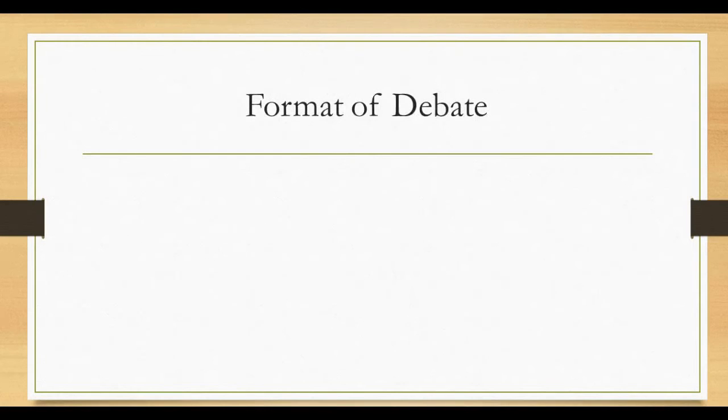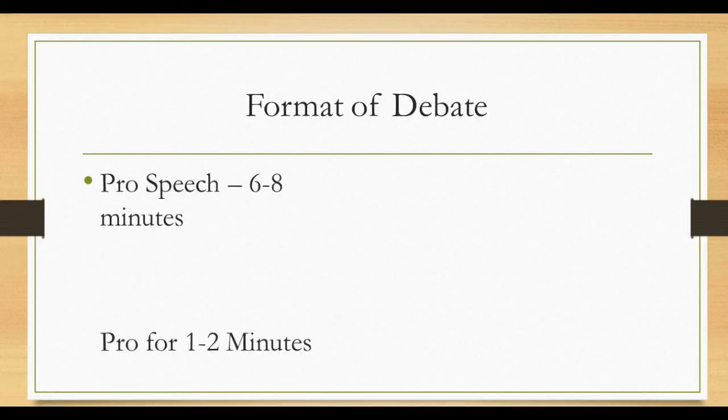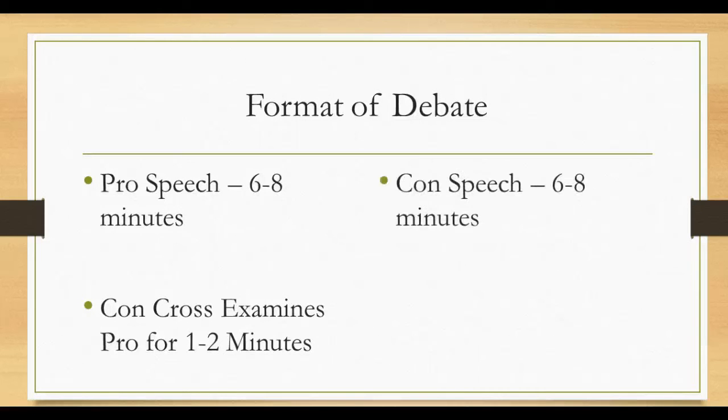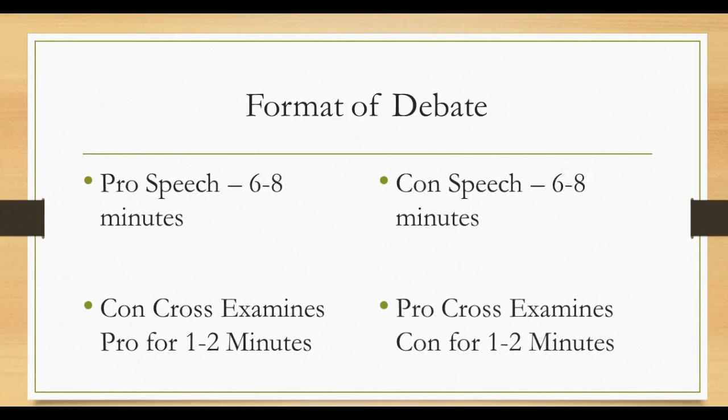So the format of the debate. Just a reminder, pro goes first, 6 to 8 minutes. Con then cross-examines pro for 1 to 2 minutes. Keep in mind, only con will be asking the questions and only pro should be answering them. Then con does their speech and then pro. And just like I said before, cross-examination, in this particular point, only pro would be asking the questions and only con would be answering them.